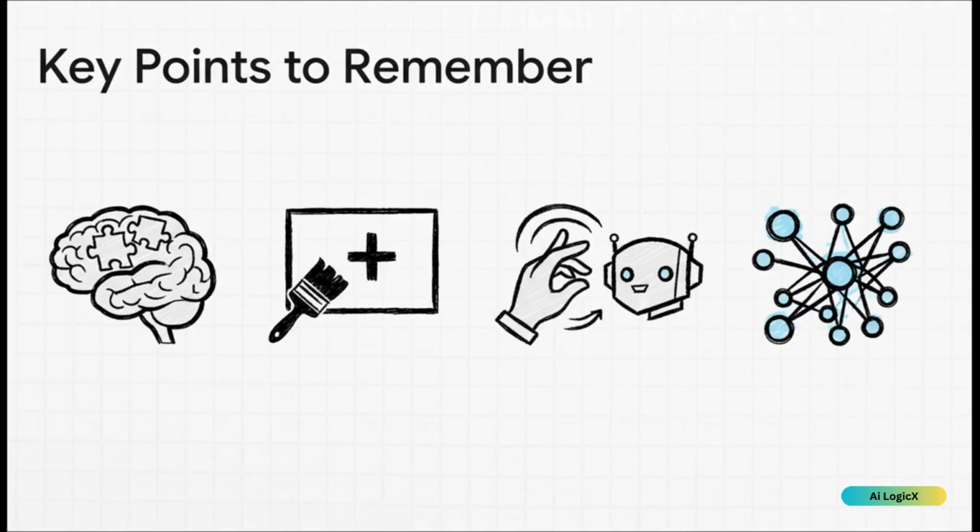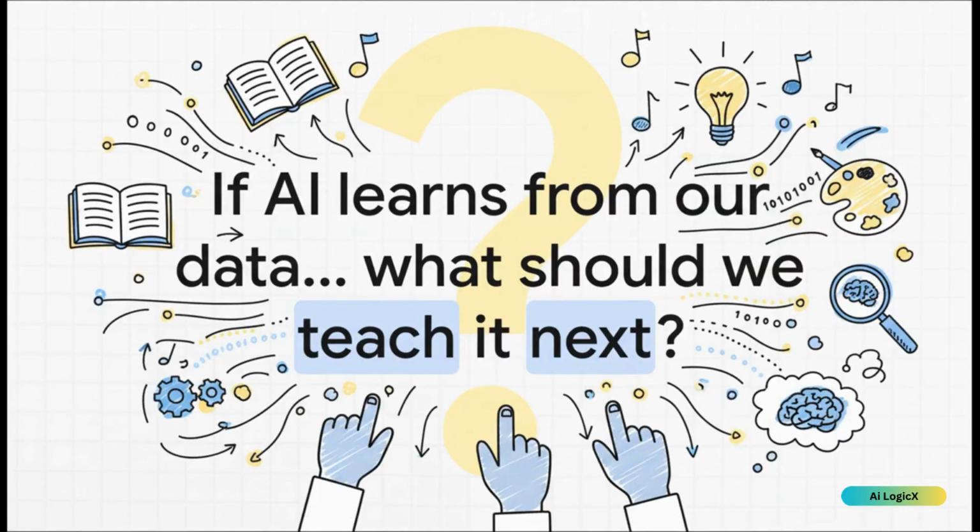And that brings us to one final, really big thought. This AI is learning from the vast library of human knowledge and creativity, everything we've ever put out into the world. So the real question for our future isn't just about what the AI can do for us. It's this: if it learns from us, what should we be teaching it next?